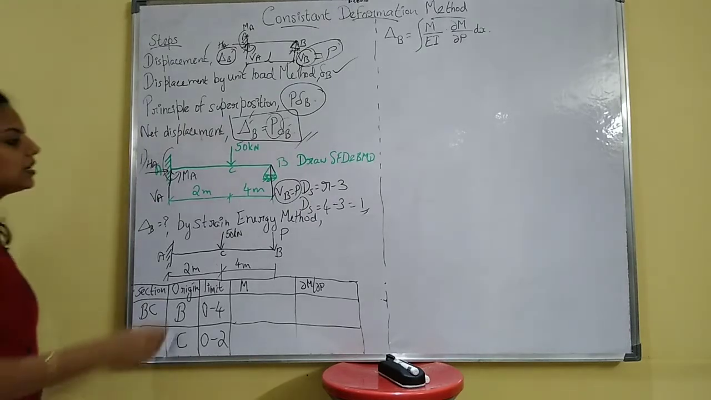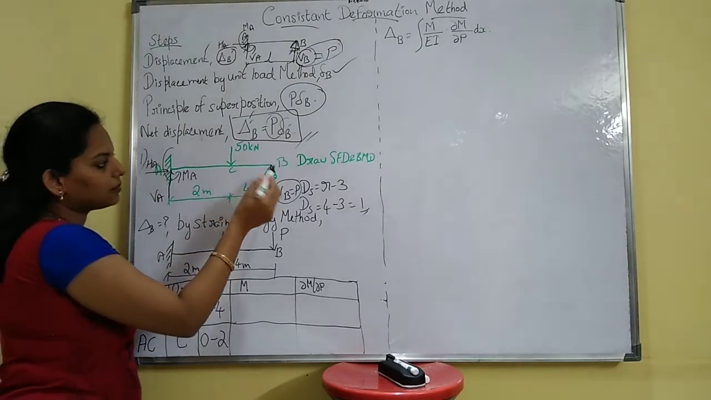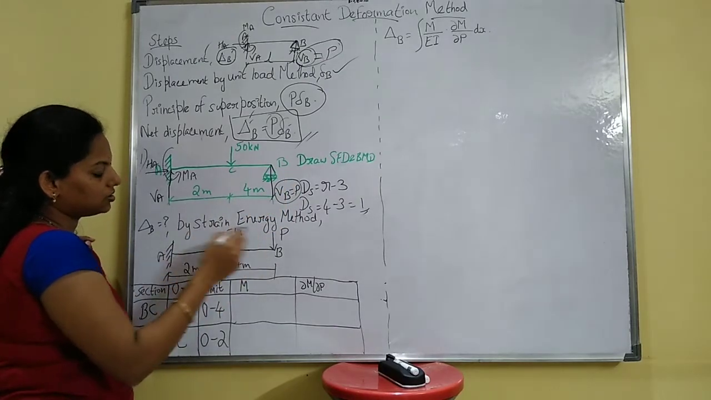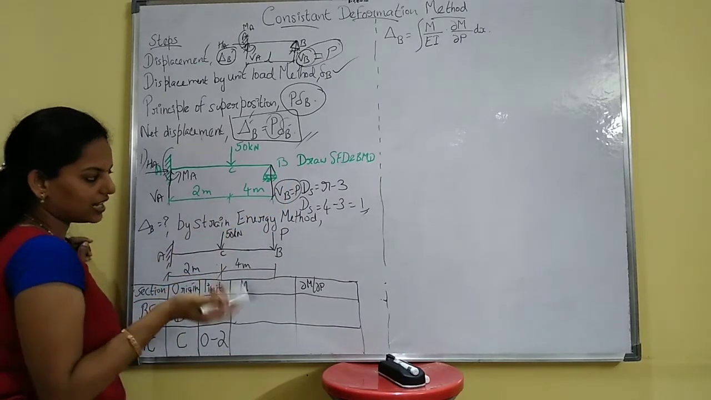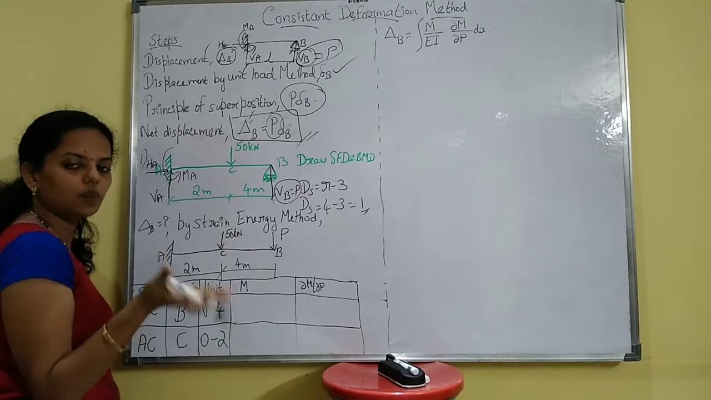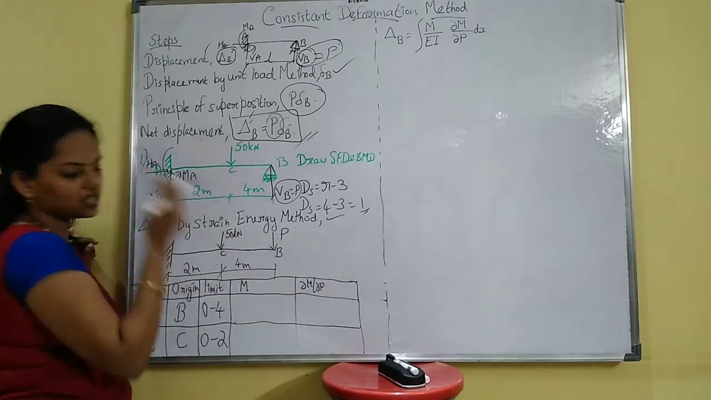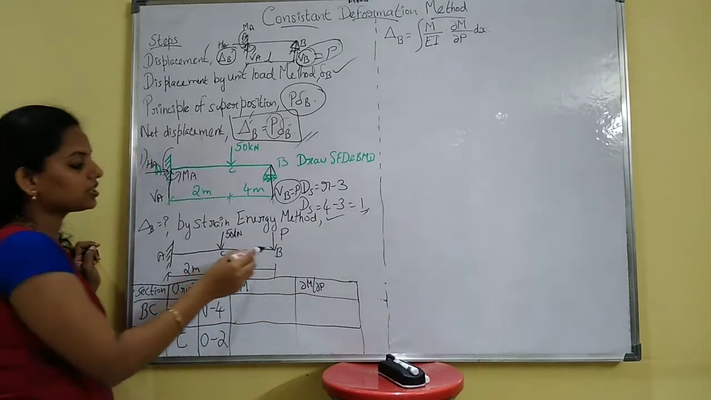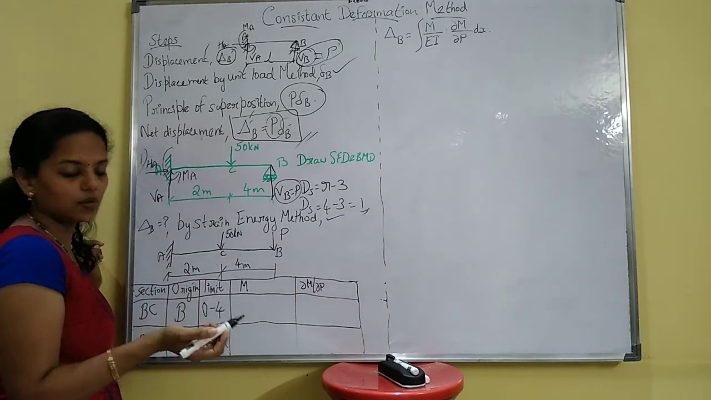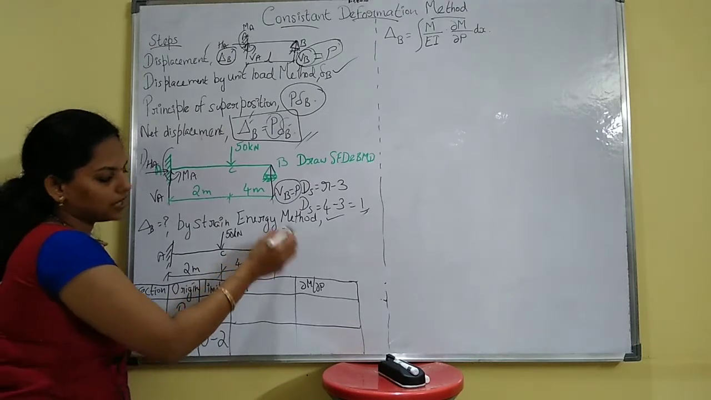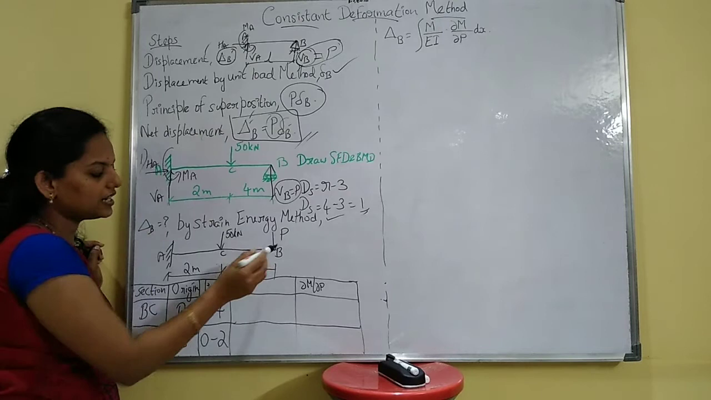So for that, first step, find out delta B. First remove this redundant force and solve by any method: strain energy method, unit load method, moment area method, conjugate beam method. I'll just consider here the strain energy method. In the strain energy method, where you want to find out the displacement, you have to apply the point load, that is P.